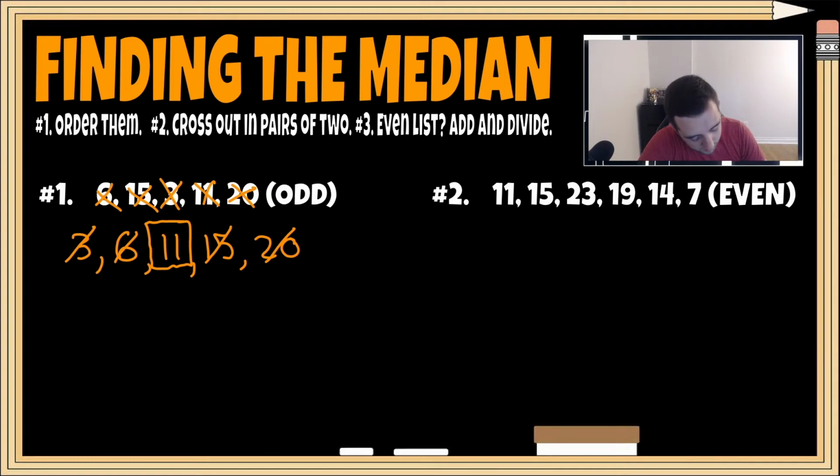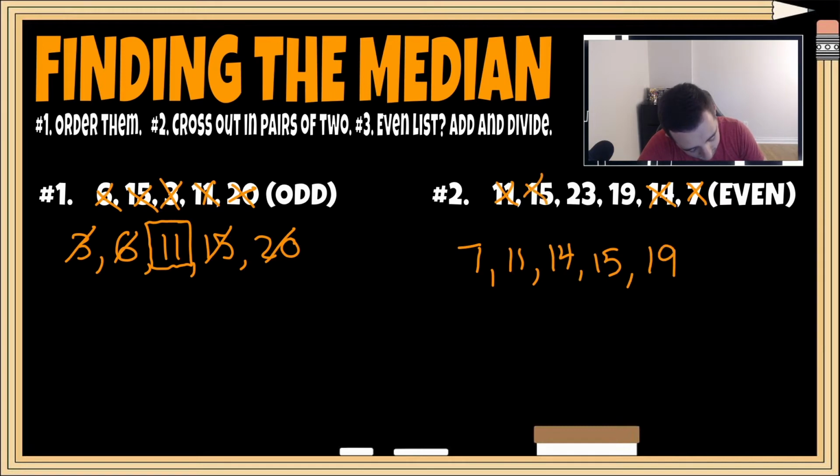Let's order our numbers from least to greatest. We have 7, again crossing out, make sure I use it. Then we have 11, followed by 14. Then we have 15, 19, and finally 23. Order them from least to greatest. Now let's cross out in pairs of 2. Cross out our smallest value, our largest value, next smallest, next largest.